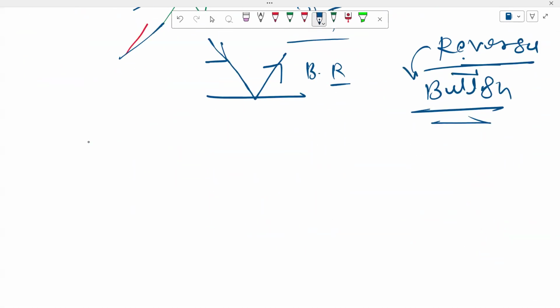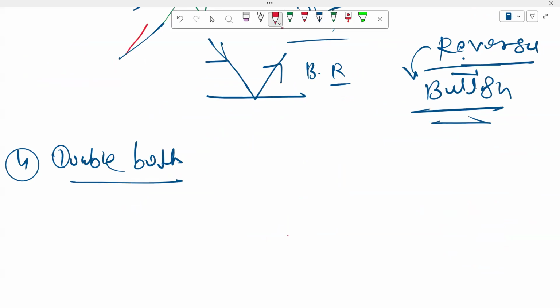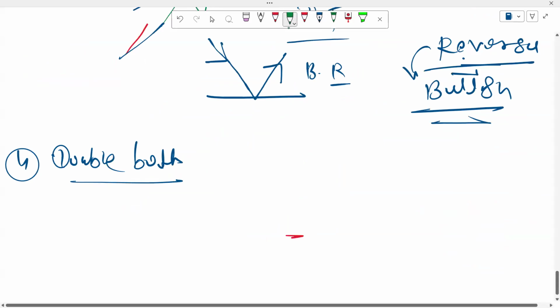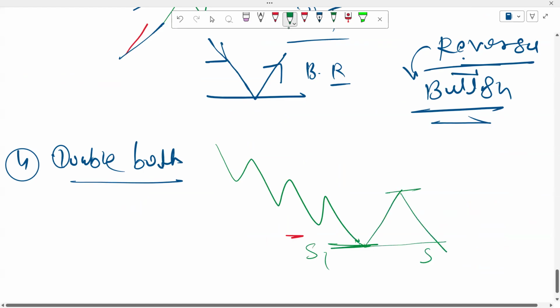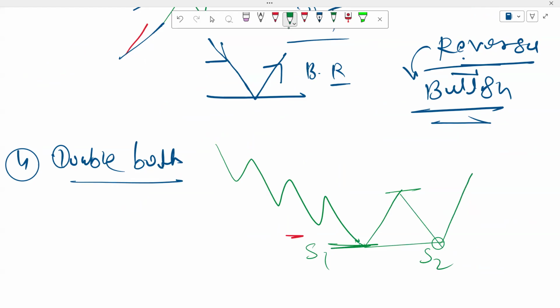Okay, now the fourth pattern will be the double top and double bottom. So just opposite of this, double bottom. In double bottom, what will happen at the bottom area? The market will be coming down, your stock is coming down and down. At this bottom area, the market has tested the support 2 times. First time S1, and again it is going up. Then again it is testing the same support the second time, and again it is going up. So third time what will happen? It will not go for the third support.